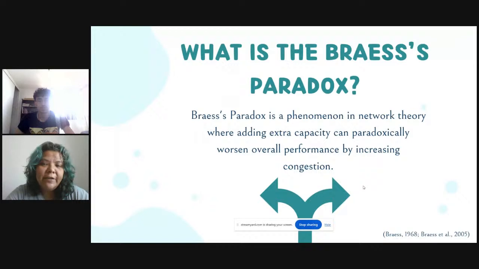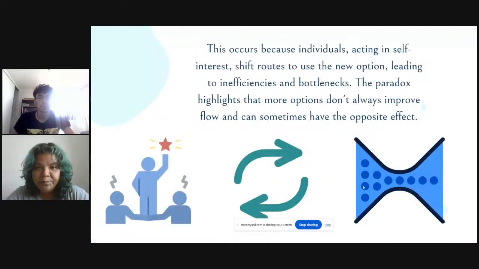Braess paradox is a phenomenon in network theory where adding extra capacity can paradoxically worsen overall performance by increasing congestion. This occurs because individuals acting in self-interest shift routes to use a new option, leading to inefficiencies and bottlenecks. The paradox highlights that more options don't always improve flow and can sometimes have the opposite effect.